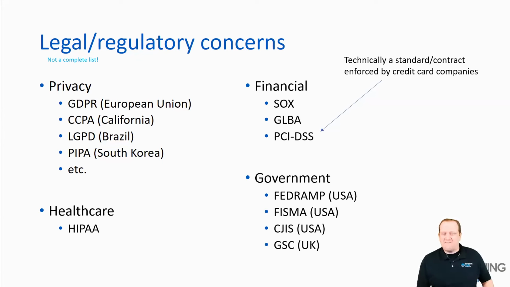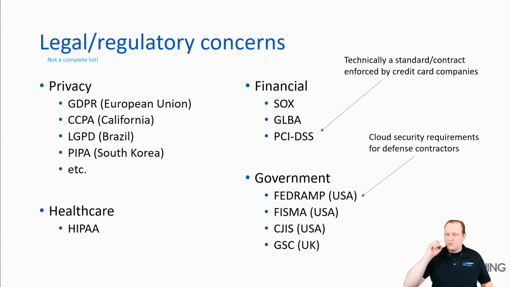Government, we've got FedRAMP, which is about cloud requirements. We've got FISMA, Federal Information Security Management Act, CGIS, GSC, the list goes on. I could list out hundreds, if not thousands, of government regulatory requirements. Now, of course, some of these are very, very specific. Like FedRAMP only matters if you're a defense contractor or you're part of the US government and you're using a cloud system. Otherwise, it probably doesn't come up.